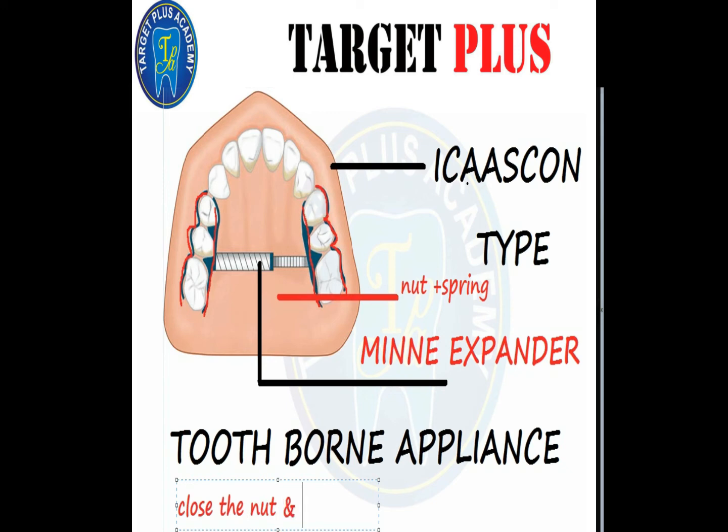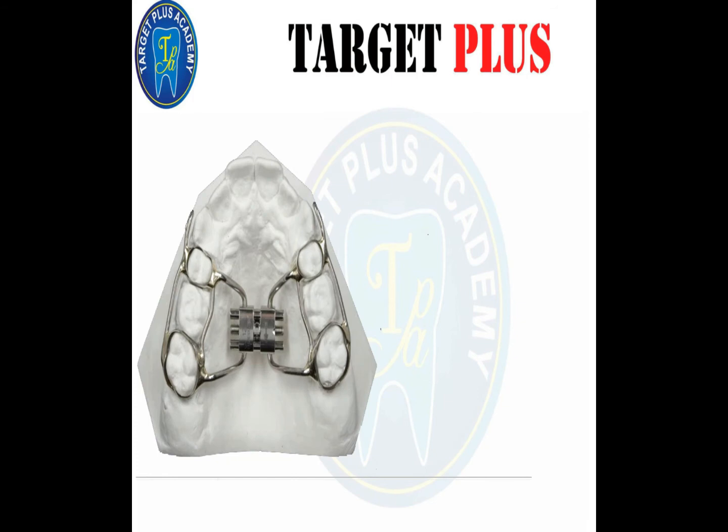How to activate this appliance? The expander is activated by closing the nut so that the spring gets compressed. So you can close the nut and the spring will get compressed. So this is the first type, the Isaacson type. Now the second type we are going to discuss is the Hyrax type.